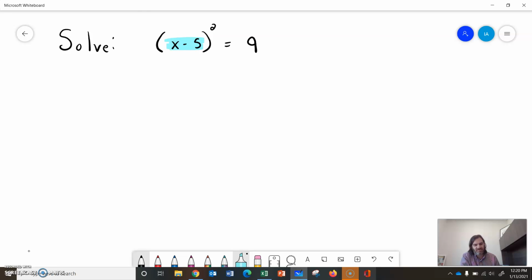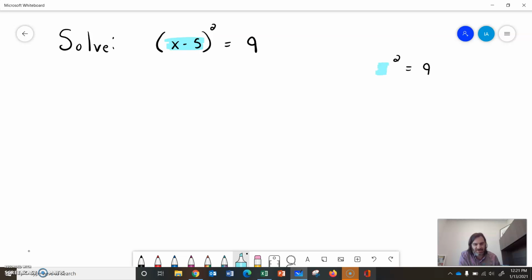Okay, so if we think about that, we could go back to the idea of the square root principle. We got something squared equals 9. Now, that's something there. Let me change that notation just a little bit. Let's just say there is something here squared, which makes it a good candidate for the square root principle, which means we could take the square root of both sides.